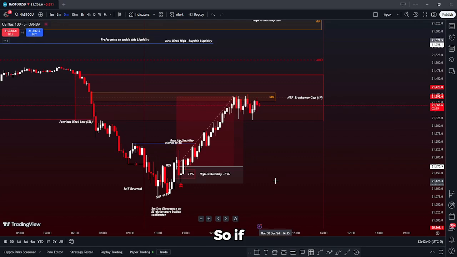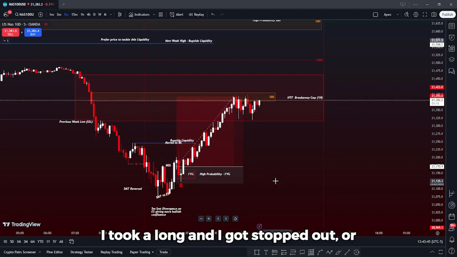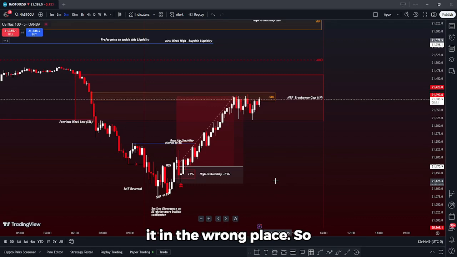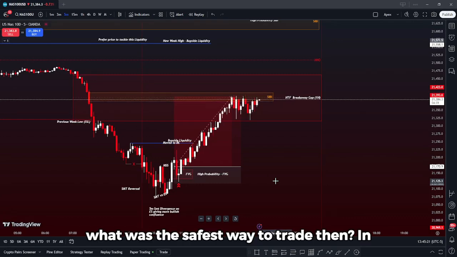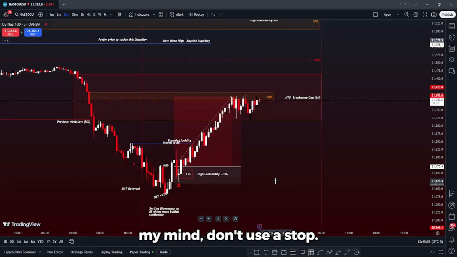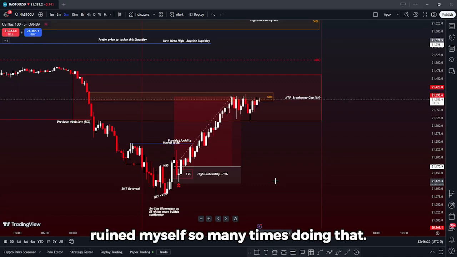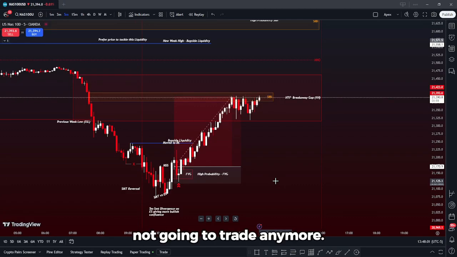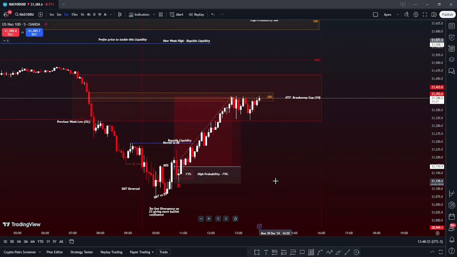Okay. So if I took a long and I got stopped out, or if I didn't use a stop loss, because I did that a lot in the 90s, I was afraid to put it in the wrong place. So what was the safest way to trade then? In my mind, don't use a stop. And I ruined myself so many times doing that. You have to have a threshold at which you say, this is where I'm wrong, I'm not going to trade anymore. This is where I have to pull the plug.